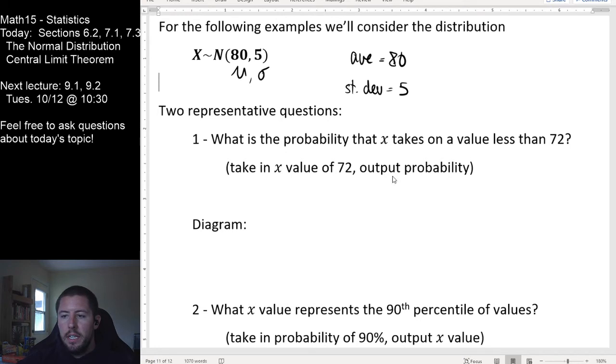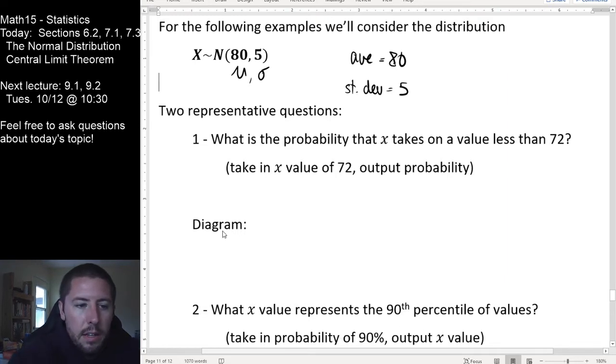And what we are interested in doing is determining what probability is going to be associated with seeing values that are less than that x value of 72. The reason I've got the statement here in parentheses is, if you see at the bottom of our screen, we're going to kind of switch it in the next problem right here. Instead, we're going to get our probability as our input, and we're going to want to give x as our output. But we'll get to that in one second here.